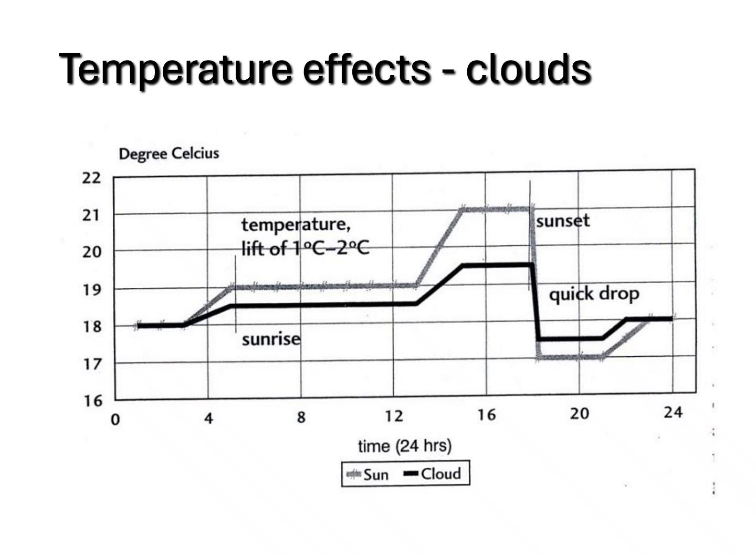So here's just an example I pulled from a paper talking about how clouds affect temperature spread. You can see that in the dark line, which is under cloud, there's less solar gain, but there's also less heat loss at night.